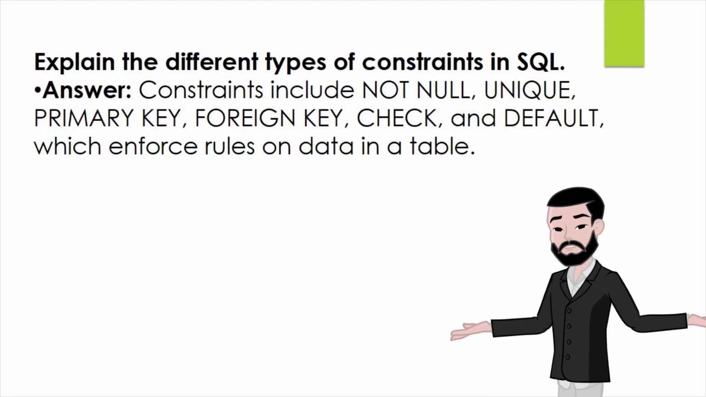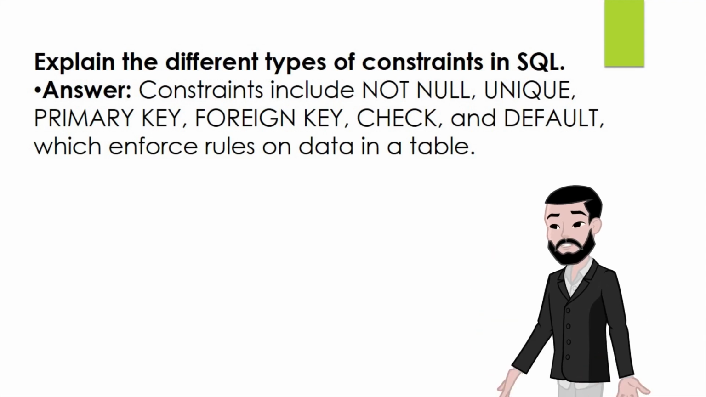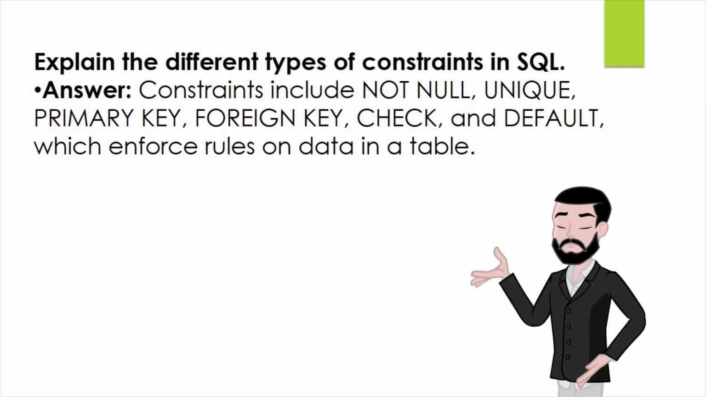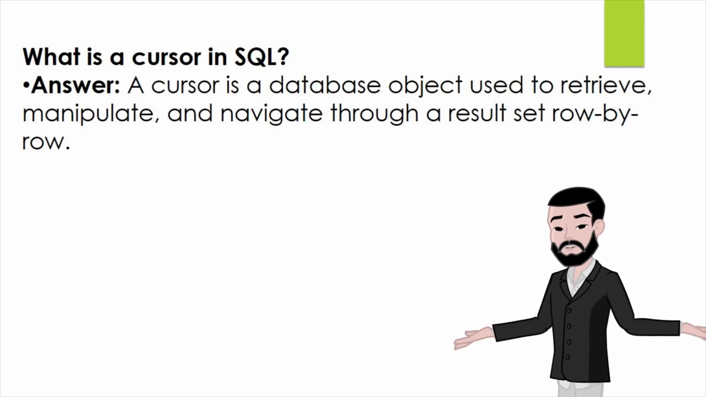Explain the different types of constraints in SQL. Answer: constraints include not null, unique, primary key, foreign key, check, and default, which enforce rules on data in a table. What is a cursor in SQL? Answer: a cursor is a database object used to retrieve, manipulate, and navigate through a result set row by row.